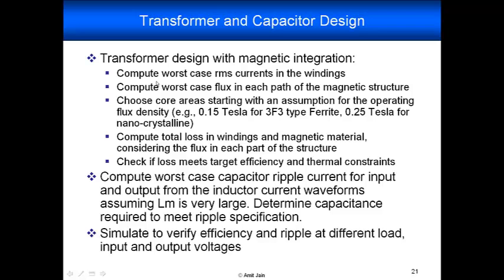Now for the transformer design, what we need to start are the RMS currents in the windings, the worst case flux in each part of the magnetic structure, and this will vary with the load. So at high loads you'll have high flux in the leakage path. At zero load you'll have maximum flux for the magnetizing part of the core.